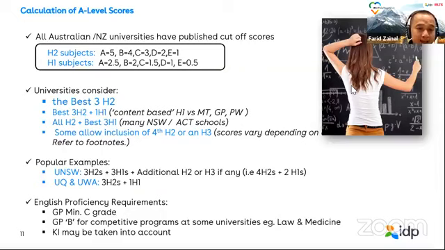A popular example of a university using such computation is the University of New South Wales. They will take in everything that you have attempted: 3 H2s, 3 H1s, any additional H2, and H3 as well. But in hindsight, this of course means that the entry requirement is much higher.